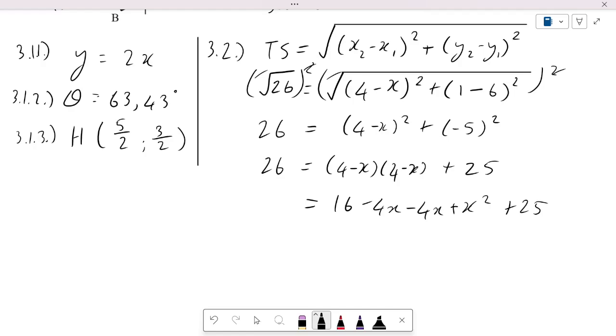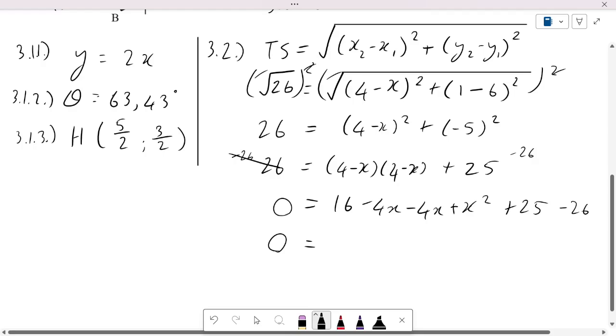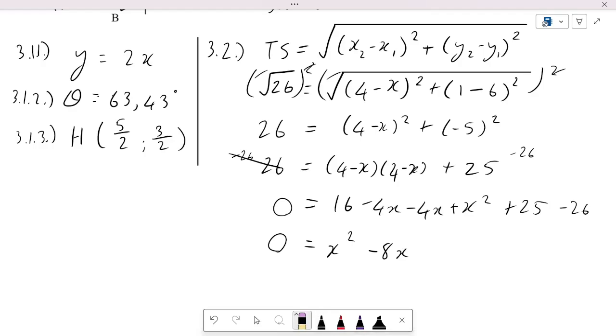And we can see this is going to be a quadratic. So we're going to minus both sides by 26, such that these will cancel, and then we'll have minus 26 on this side and 0 on this side. And now we just have to deal with like terms. So we have x squared here on its own. And then we have the x's, which is going to be minus 4 minus 4, which is minus 8x. And then we're going to have all the constants. This is going to be 25 minus 26, which is equal to negative 1. Negative 1 plus 16 is equal to positive 15.